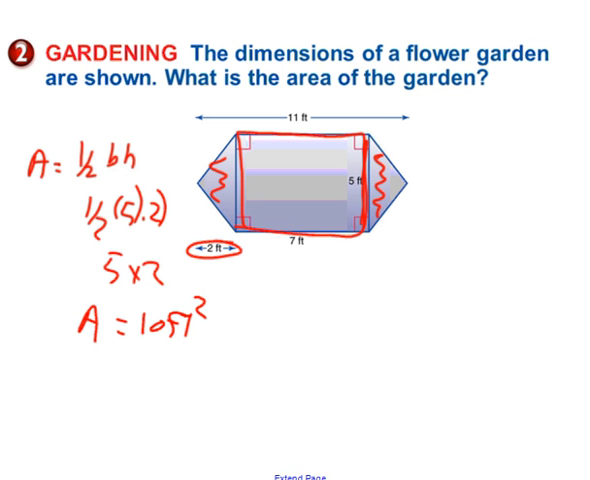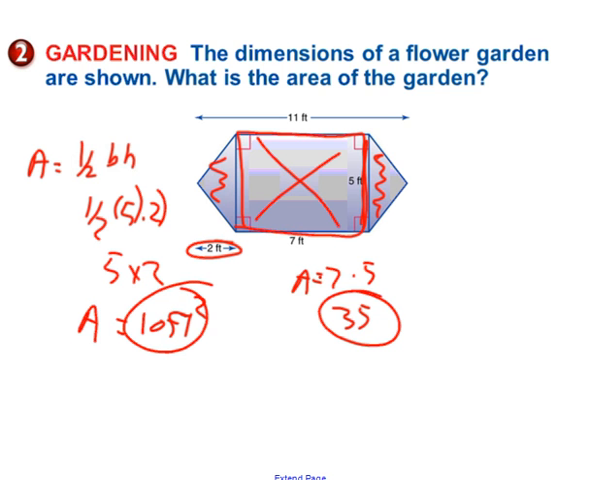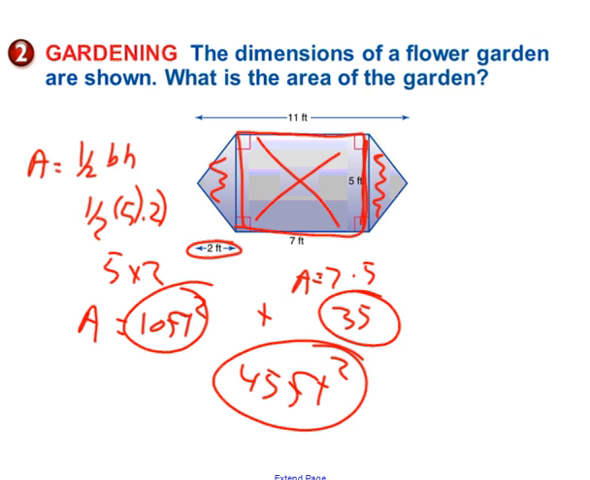To that, I'm going to add the area of this big rectangle, and the area for the rectangle is 7 feet base times height, 7 times 5. So it's 7 times 5, which is 35. So 35 is for the rectangle, 10 is for that, 35 plus 10 is 45 feet squared, 45 square feet.